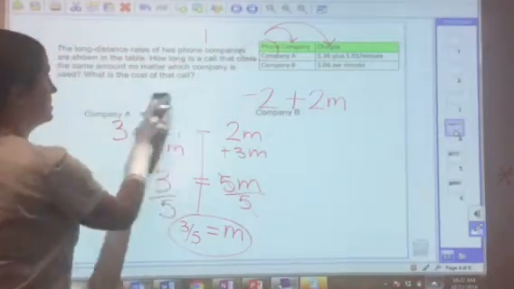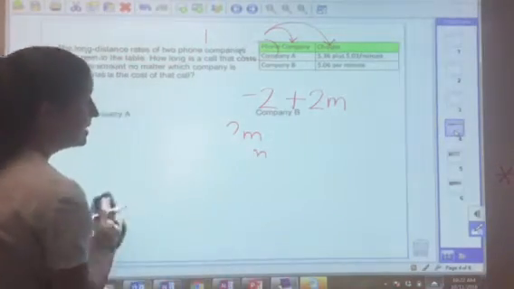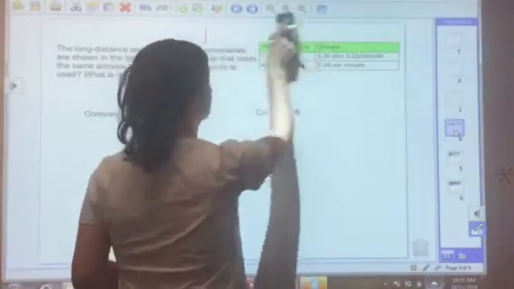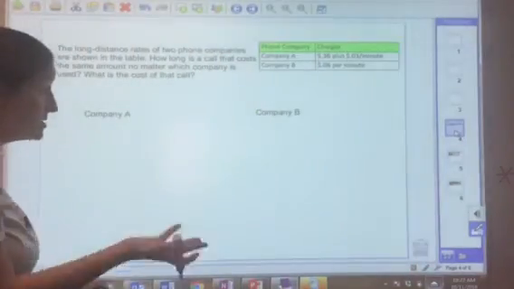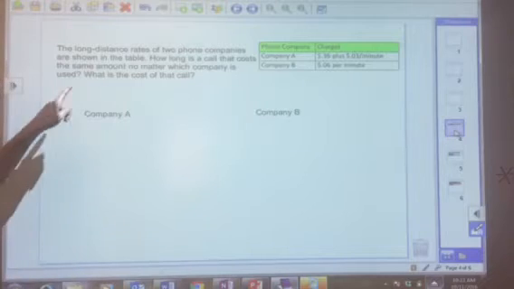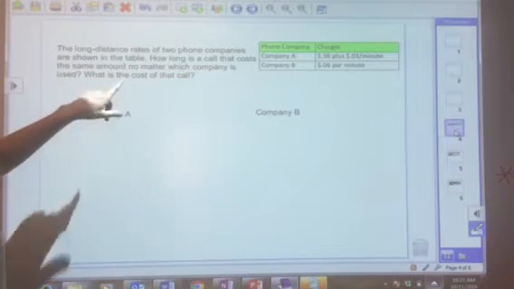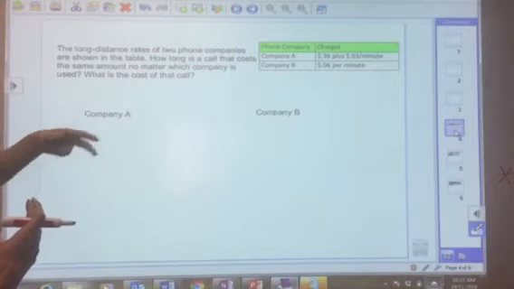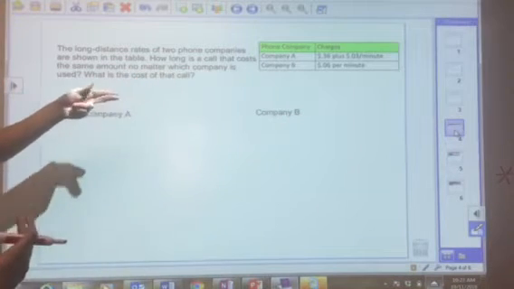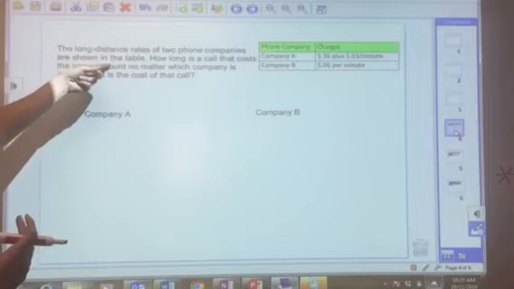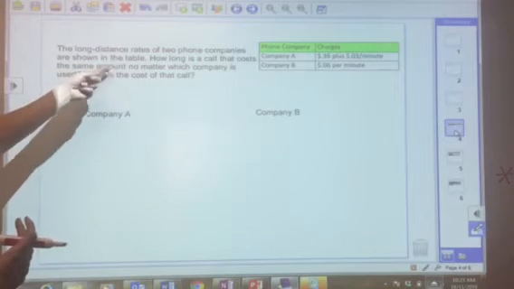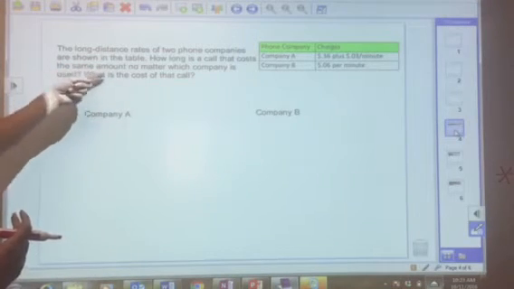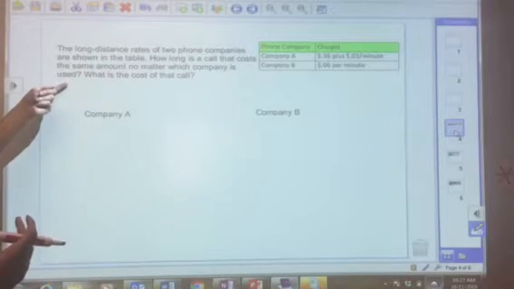Application of variables on both sides. We can compare companies in this example to see which is going to be the best company to suit our needs. So here we have two phone companies, Company A and Company B. The long distance rates are shown in the table. How long is a call that costs the same amount no matter which company is used?